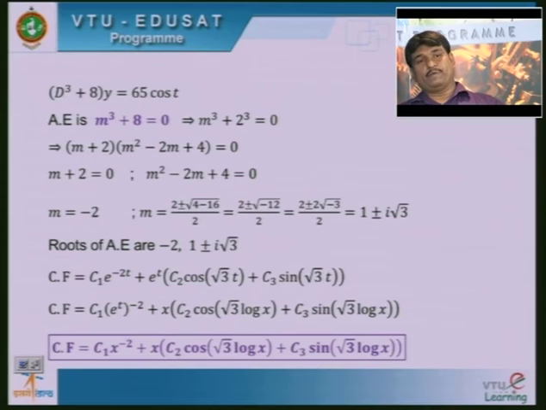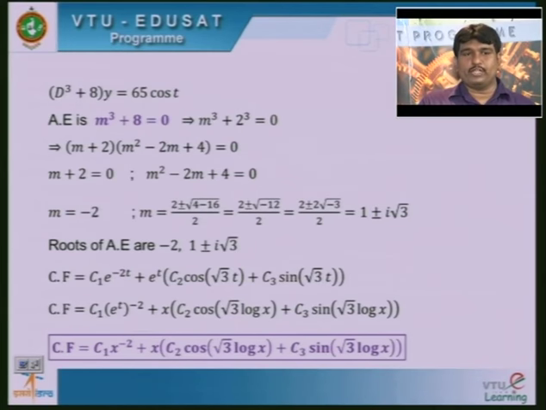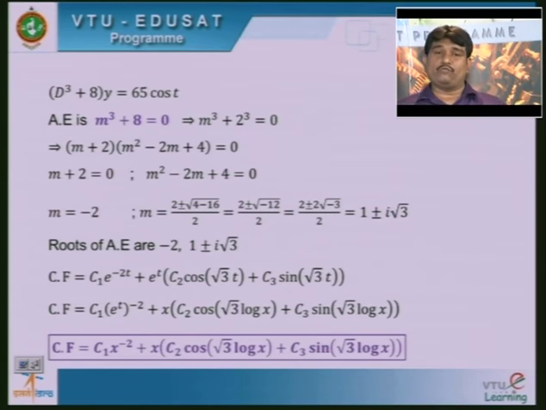So the complementary function is c1 into e to the power of minus 2t plus e to the power of 1t, that is the real part, into c2 cos root 3t, root 3 is the imaginary part, plus c3 into sine of root 3t. Now use the law of indices, you write e to the power of minus 2t as e to the power of t whole to the power of minus 2, plus, I have written x which is e to the power of t, write t as log x, convert everything in terms of x, which is CF.